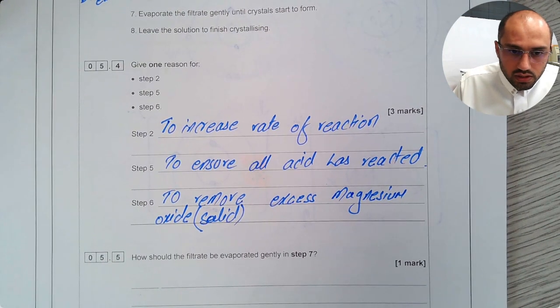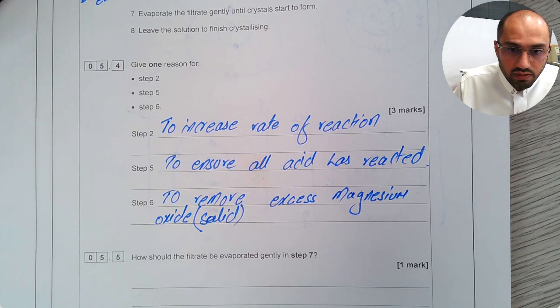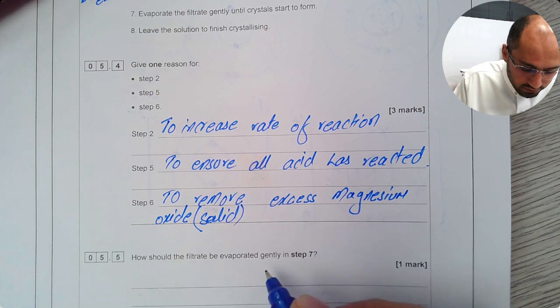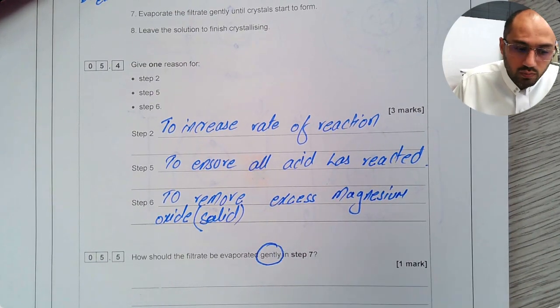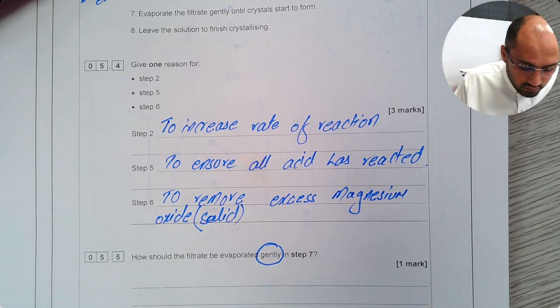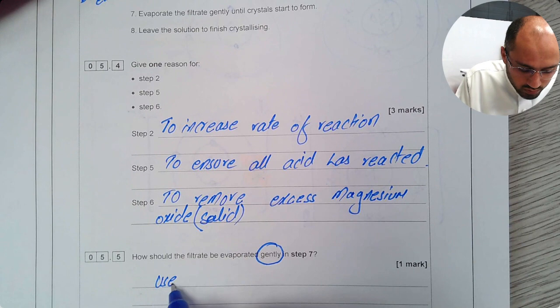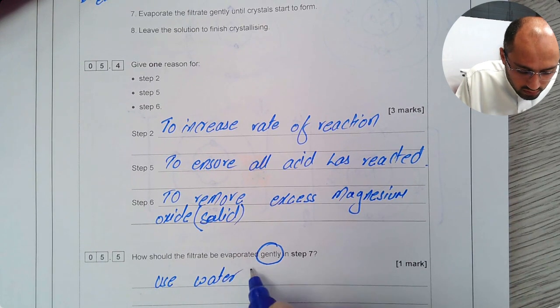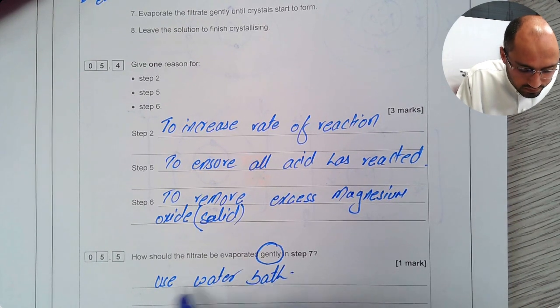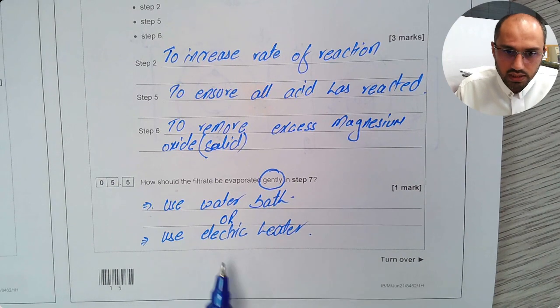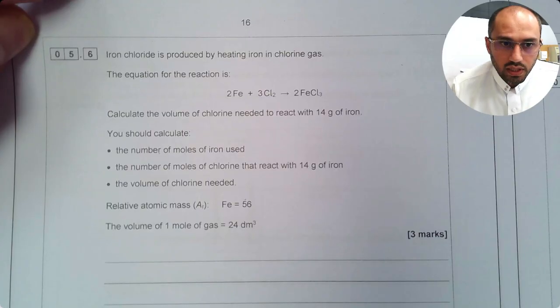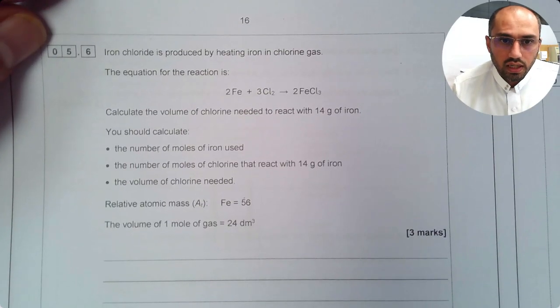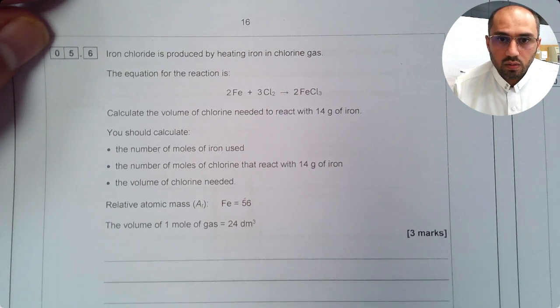Next part of the question says, how should the filtrate be evaporated gently in step 7? Gently. So we can't use a Bunsen burner, because if you use a Bunsen burner, then it will supply a lot of heat. To evaporate it gently, we can use a water bath or use an electric heater.